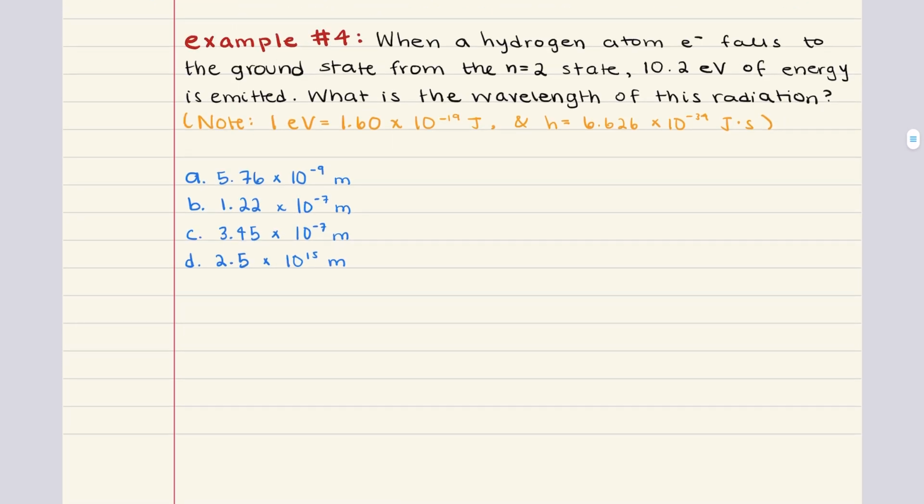Problem 4 says, when a hydrogen atom has an electron that falls to the ground state from the n equals 2 state, 10.2 electron volts of energy is emitted. What is the wavelength of this radiation? Here we're told 1 electron volt is equal to 1.6 times 10 to the minus 19 joules. And once again, we're given Planck's constant.